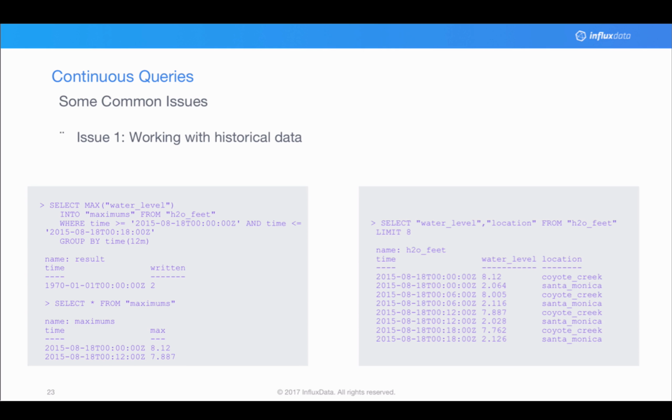So some common issues. One is working with historical data. If you have a bunch of data that you haven't downsampled and you're wanting to start a CQ on the new data, how do you deal with the old data? The best way to do that is with INTO queries. You would just write the exact same query that you were going to use with your CQ, but do a one-off for a specific time range. And this is an example of that.